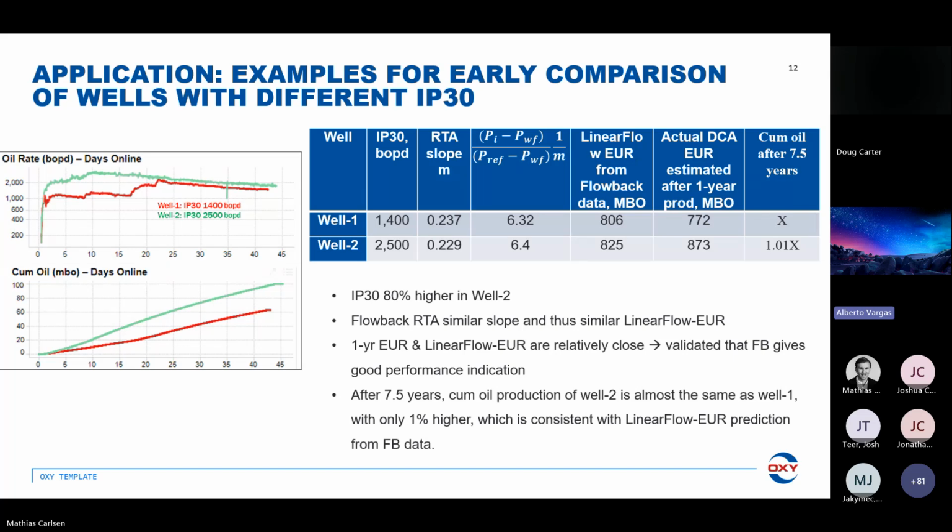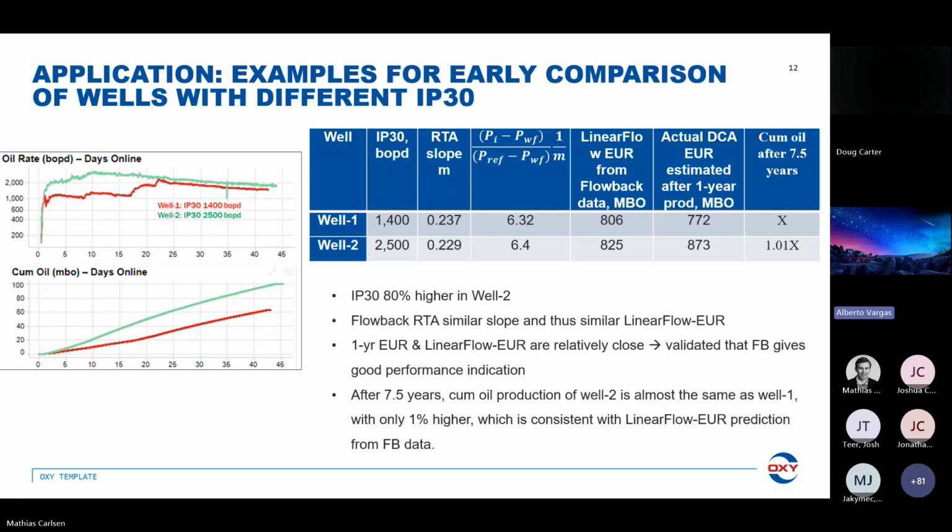So just look at IP30, the aggressive one is 80% higher in IP30. So how about the EUR? Actually, this one has 40 days of production and flowback data. We use this methodology to get an estimate of about 800. So the two wells are similar. Well 2 is slightly better at that time, 3% better.